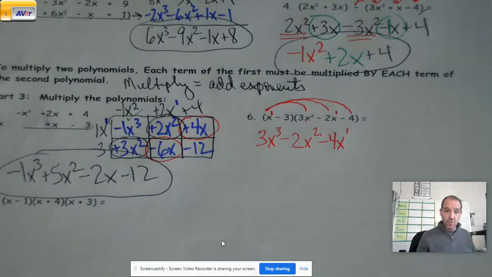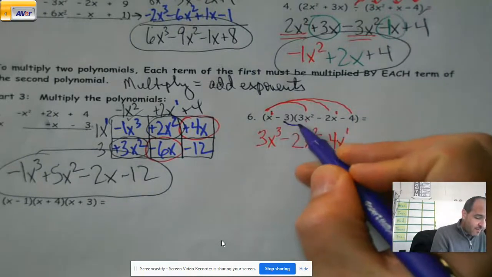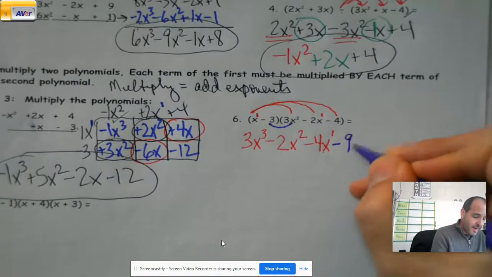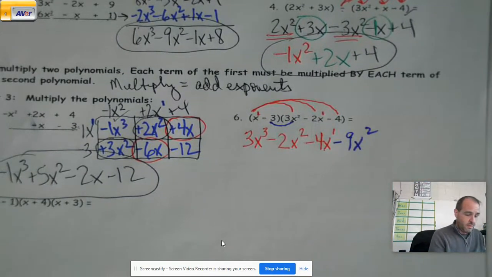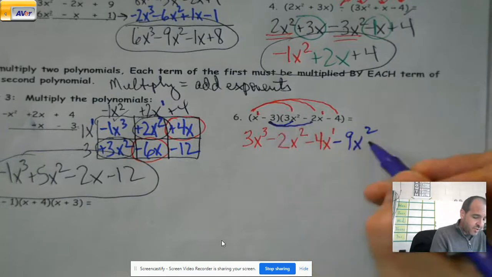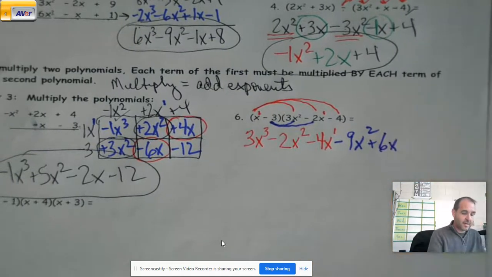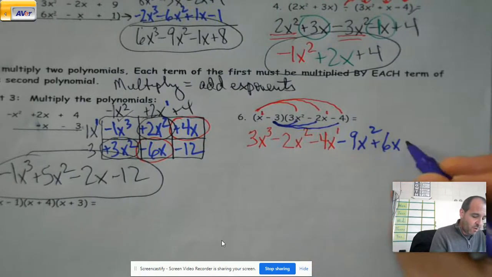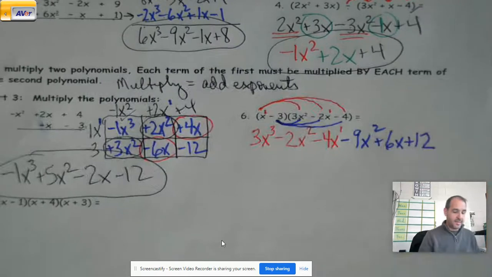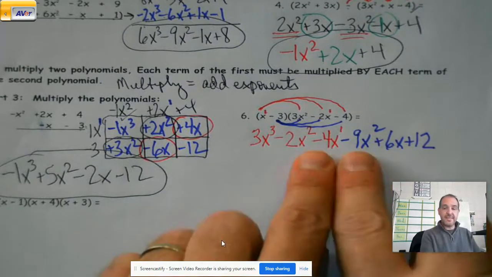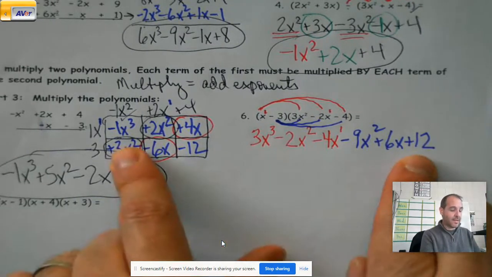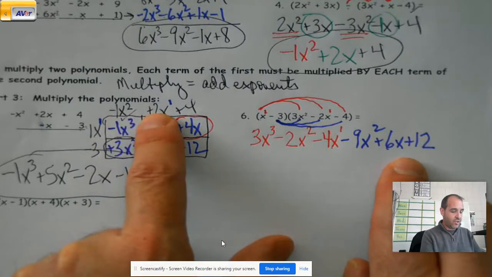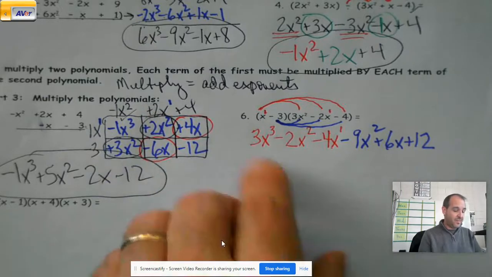Then what I would do is I would take the negative 3 and I would multiply it and distribute it through. Negative 3 times 3 is negative 9x squared. Negative 3 times negative 2 is positive 6x. And negative 3 times negative 4 is positive 12. So this would be the same thing I would get if I made a box and would have put x minus 3 and 3x squared minus 2x minus 4 along here. These would be in there.